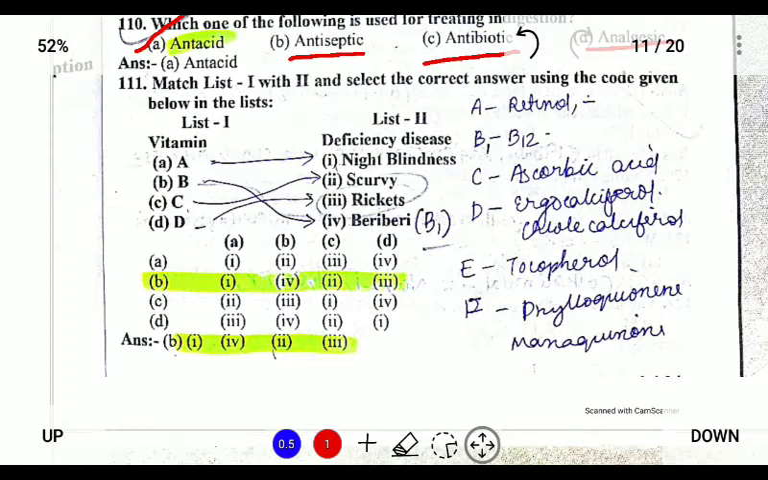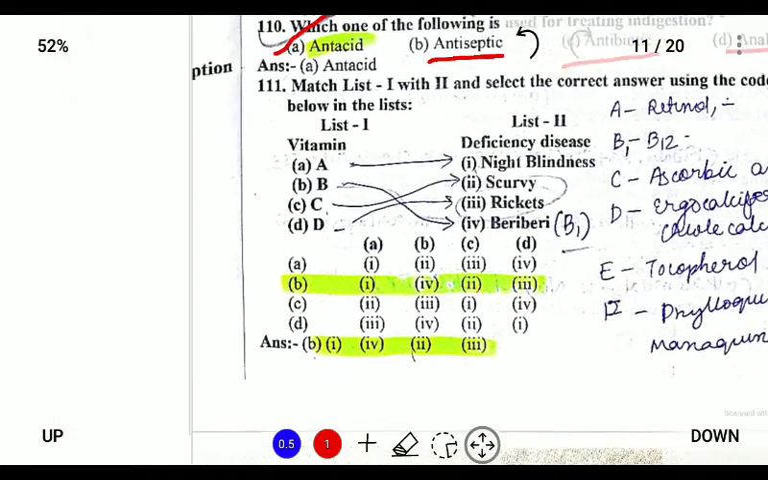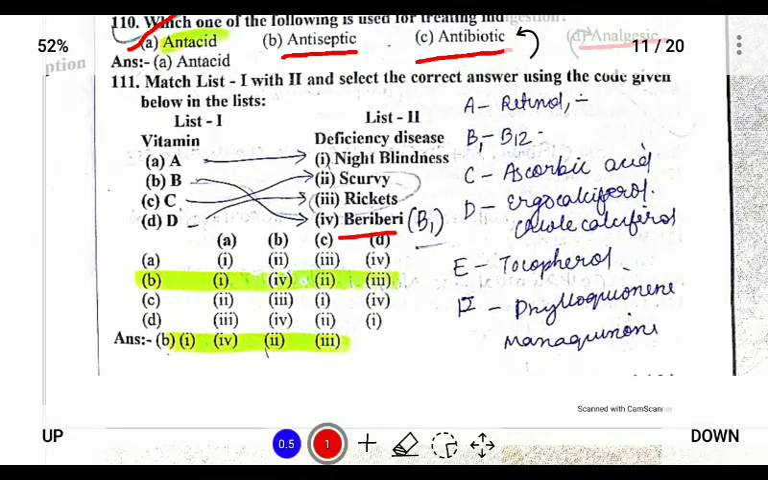select the correct answer using the code given below. Vitamin A deficiency causes night blindness. Vitamin B causes beriberi. Vitamin C deficiency is scurvy. Scurvy is gum bleeding, and vitamin D deficiency is rickets. Rickets is weakening of bones.